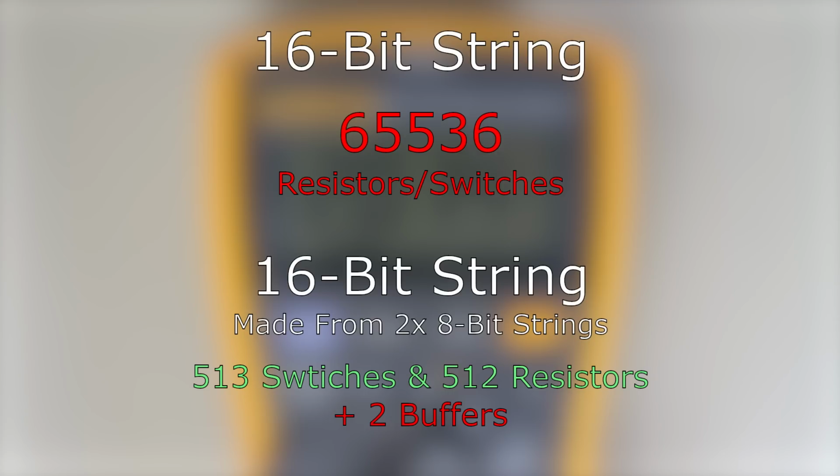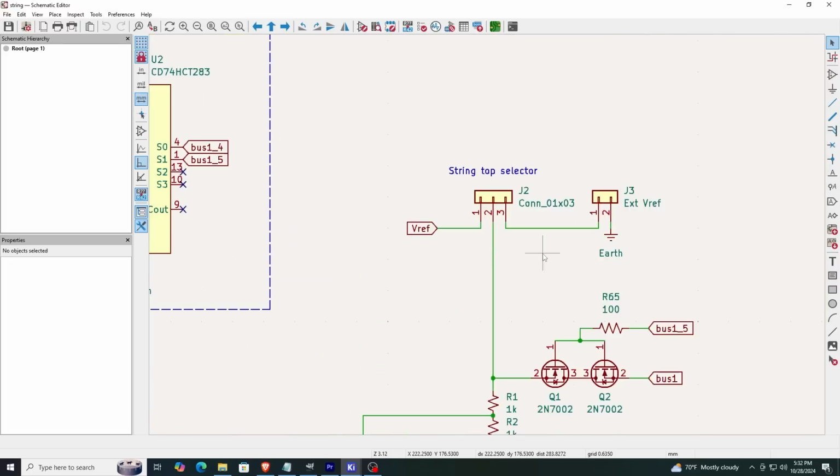If we were to do this with a 16-bit DAC, but divide it up into 2 8-bit DACs, then we'd reduce the component count from 65,536 down to just 513 plus 2 buffers, which is a massive improvement. Let's design a string of our own.